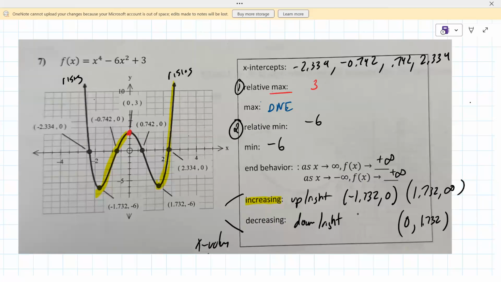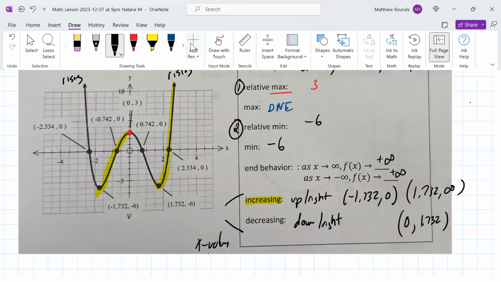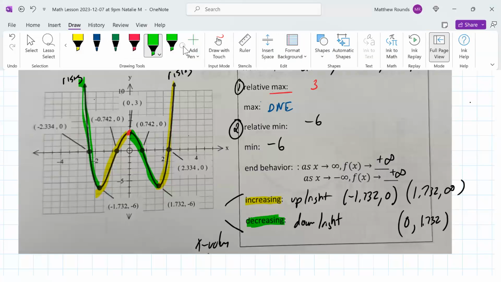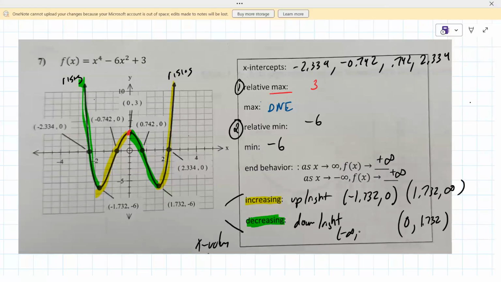And then the last decreasing, or there's only, oh wait, no. There's 2 intervals where it's decreasing. You've only given me one of them. You've given me this one in green. Would it be infinity to -1.732? Negative infinity. Oh yeah, negative infinity. All right, good.